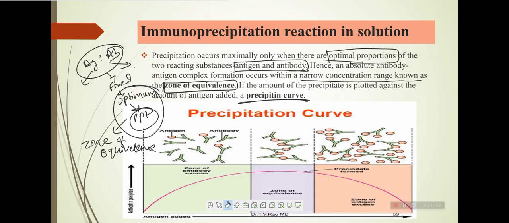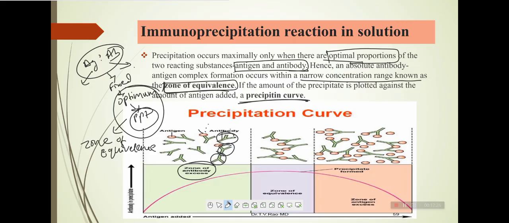See here. Antigen and antibody both are present in this area, right? But in this area, the ratio of antibody is more as compared to antigen. So this area is known as the zone of antibody excess.